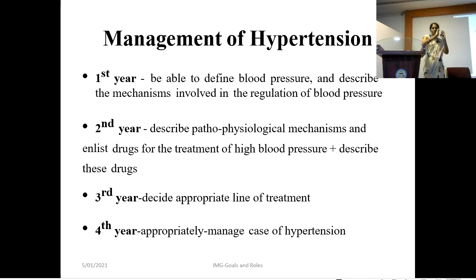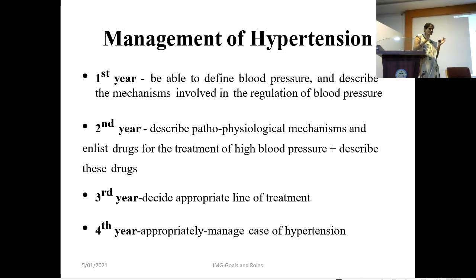All that you learn. For example, in first year, at the end of that, you should be able to meet so and so. Next, second year, you build on it. That is again, describe the pathophysiological mechanisms. Don't go into the terminologies. You have 4.5 years, all details about the terminologies you will subsequently learn. Okay. And enlist the drugs for the treatment of high blood pressure and describe these drugs. Means basically in second year, you build on to that.